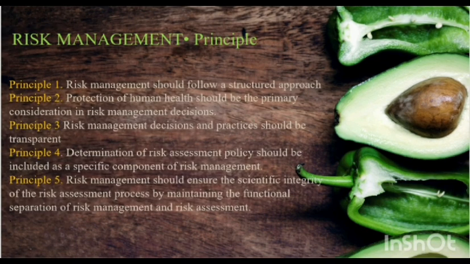When we move on to the principles of risk management, the first principle states that risk management should follow a structured approach, and human health should be the primary consideration in the risk management decision. Then next, the decisions taken by the risk management team and the practices should be transparent, and the determination of the risk assessment policy should be included as a specific component of risk management. Then principle 5 states that risk management should ensure the scientific integrity of the risk assessment process by maintaining the functional separation of risk management and risk assessment.